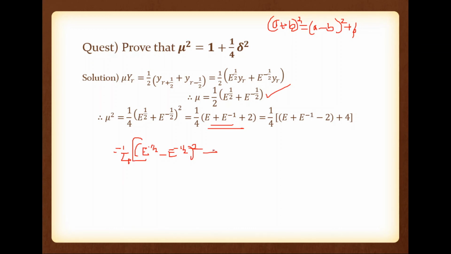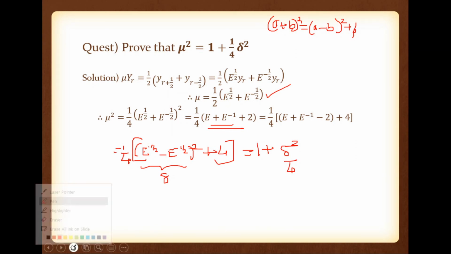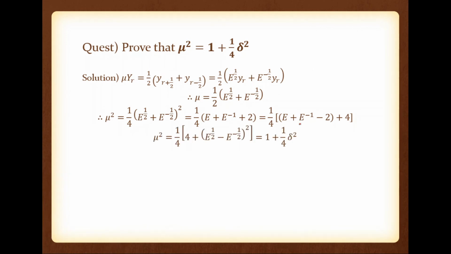So you can see that these 4 and 4 are cancelled. So we have 1 plus, this bracket is nothing but theta, so theta square. So directly you can write that: mu square is equal to 1 by 4 into 4 plus e raised to 1 by 2 minus e raised to minus 1 by 2 whole square, that is equal to 1 plus 1 by 4 theta square.